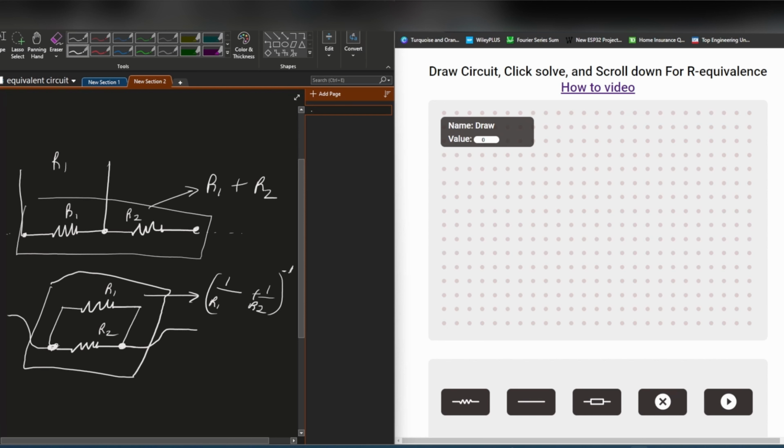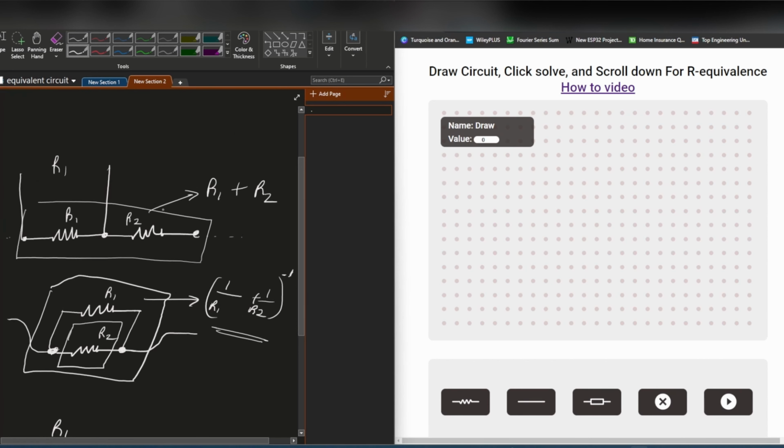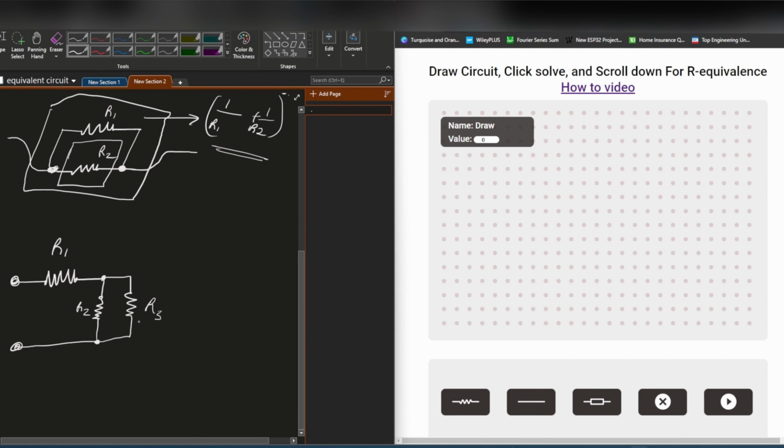The same thing here. If we chose only these 2 such that it was just here that we were looking for, the answer would be R2. It wouldn't be this inverse expression that we see here. So for this, we have R1, R2, and R3. And as you can see, this is just a simple combination of a series circuit and a parallel circuit. So in order to solve this, we could take it in parts.